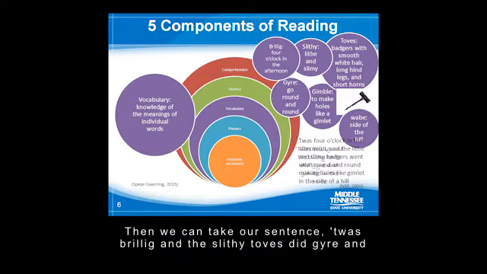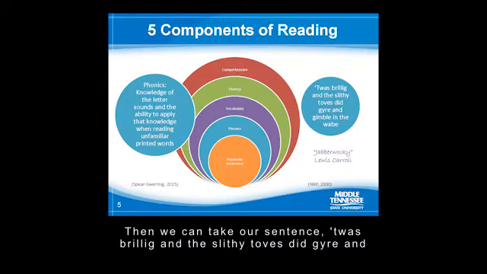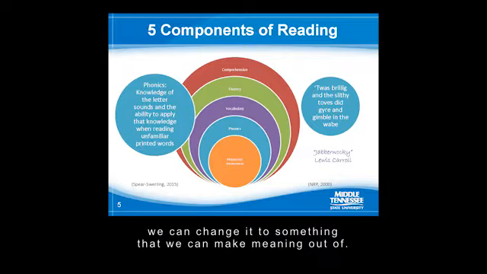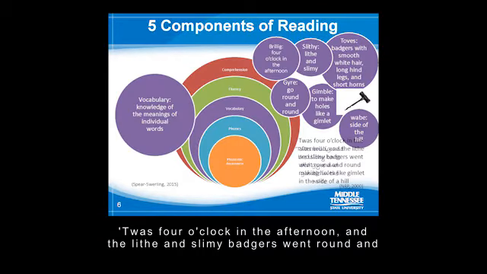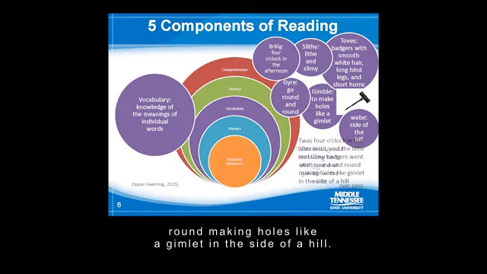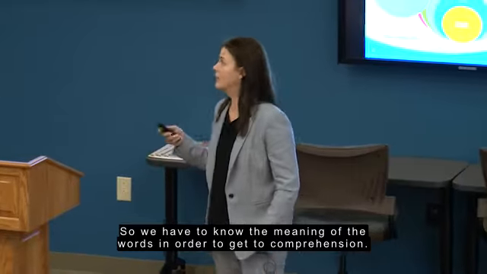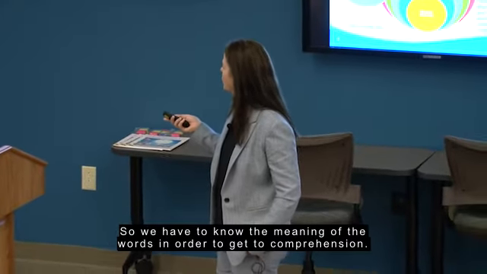Then we can take our sentence, "'Twas brillig and the slithy toves did gyre and gimble in the wabe," and we can change it to something that we can make meaning out of. "'Twas 4 o'clock in the afternoon, and the lithe and slimy badgers went round and round, making holes like a gimlet in the side of the hill." So we have to know the meaning of the words in order to get to comprehension.